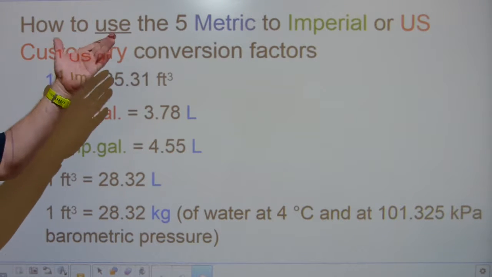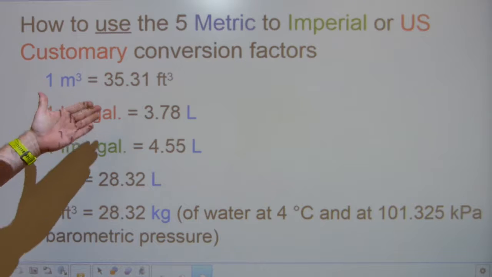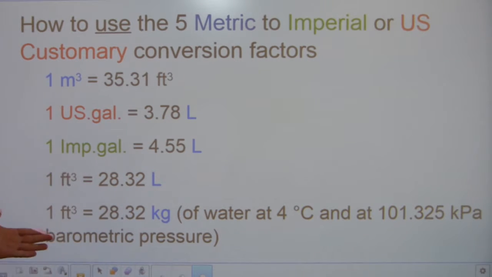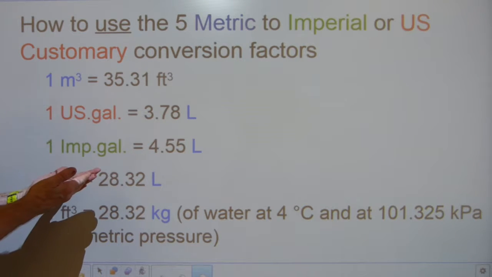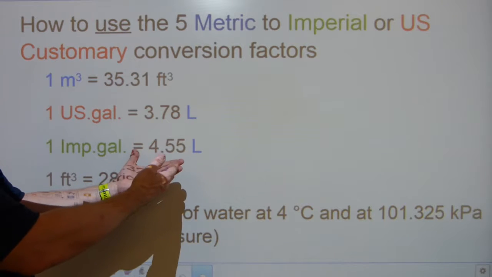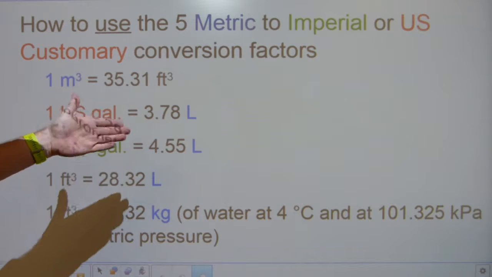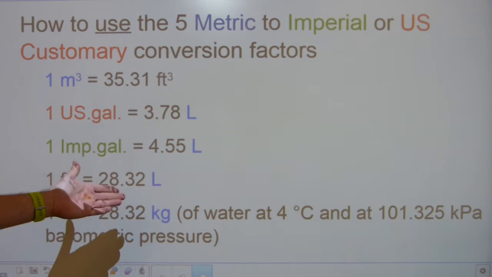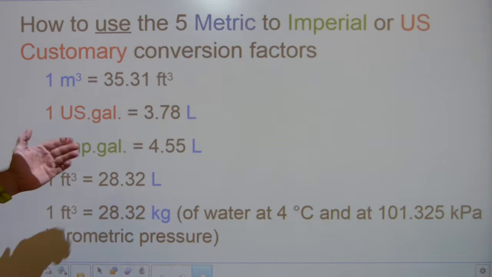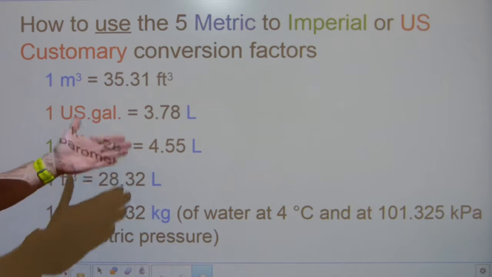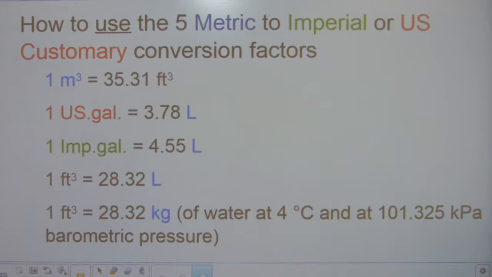This video is about how to use conversion factors, the ones that are on the board, to convert a quantity in one system of measurements to another quantity in a completely different system of measurements. In this video I'll be using cubic meters, cubic feet, liters, imperial and US gallons and kilograms as units of measure featured from the metric, imperial and US customary systems of measurement.